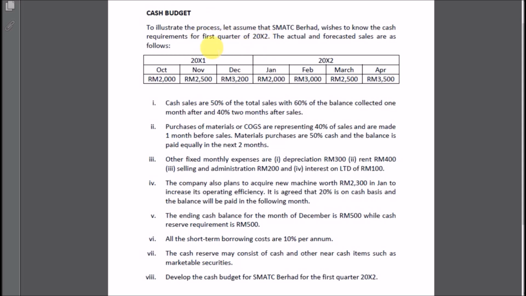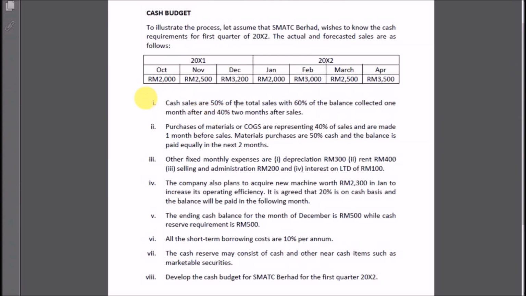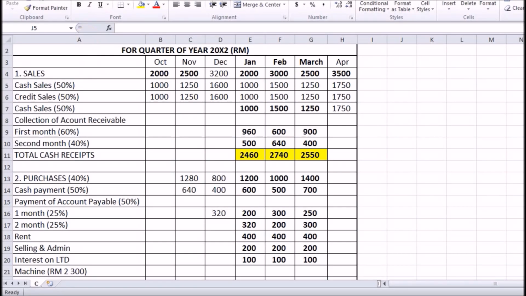The actual and forecasted sales are as follows. First, we need to put the amount of sales given from October until April. The first question is, cash sales are 50% of the total sales, with 60% of the balance collected 1 month after and 40% 2 months after sales.